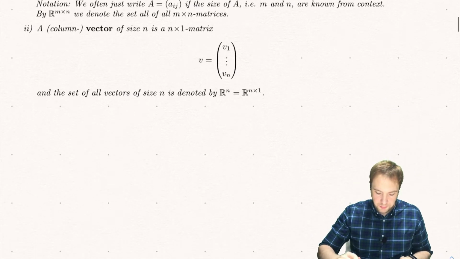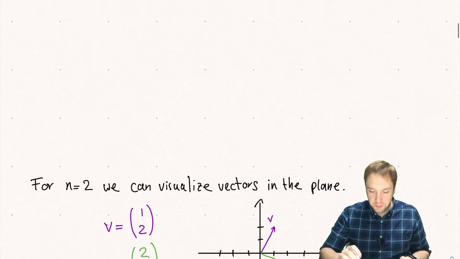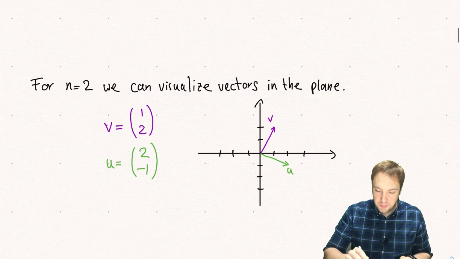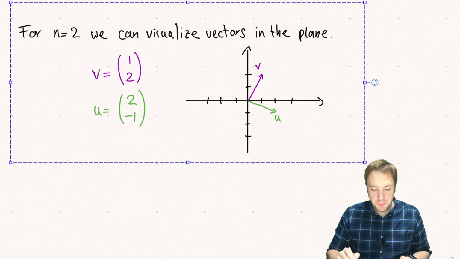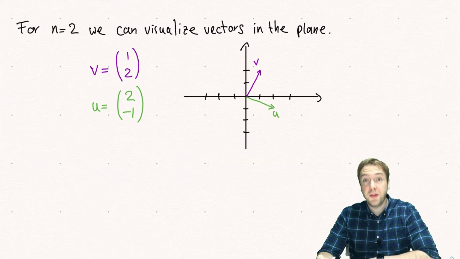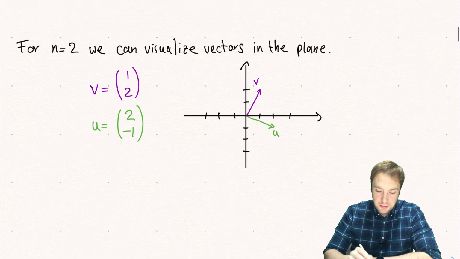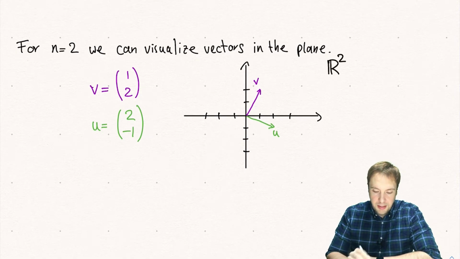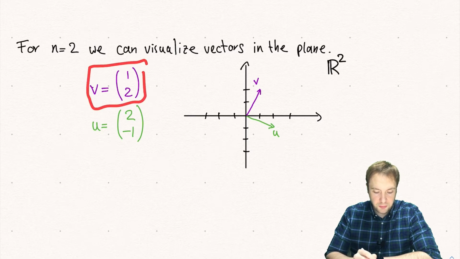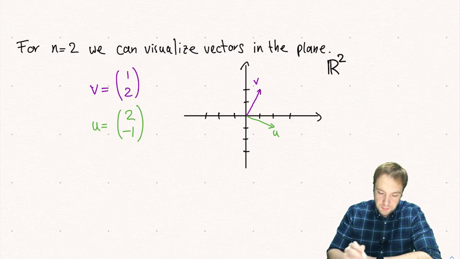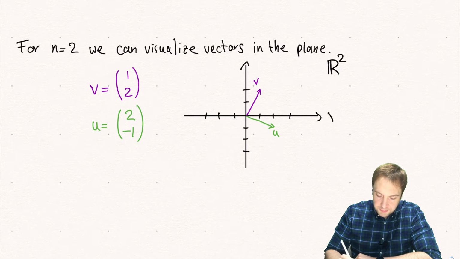Okay, and vectors maybe you also saw in school. For example, if the size is 2, we can draw these vectors in the plane. So this is the R2 now here. And for example, this is a vector of size 2 with entry 1, 2.